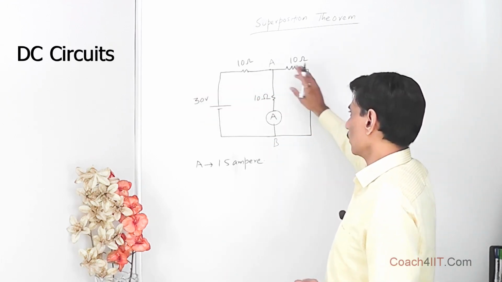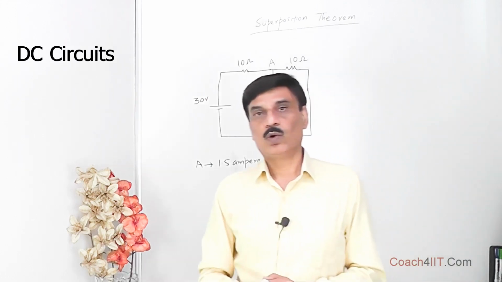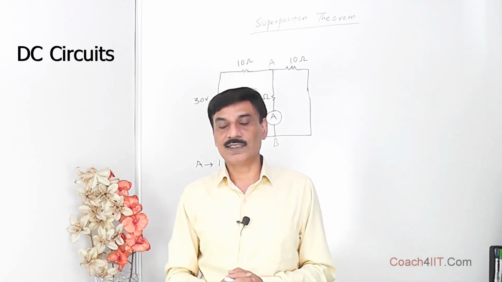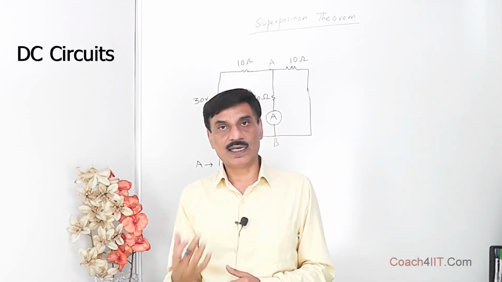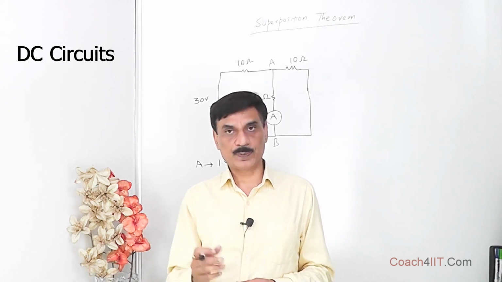Because of this battery, we'll also find the current in this arm, and then we can simply, algebraically, add or subtract the currents. We can add them if they are in the same direction and we can subtract if they are in the opposite direction. This is how we are going to apply superposition theorem.